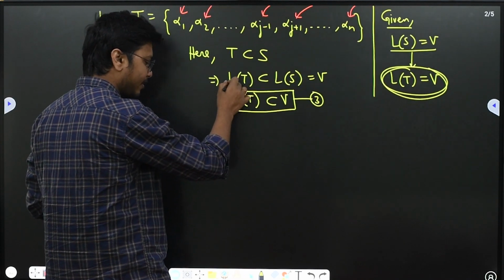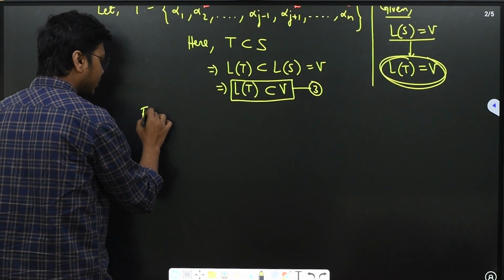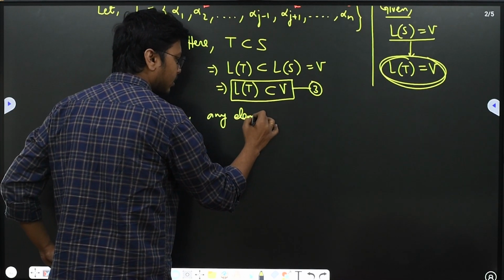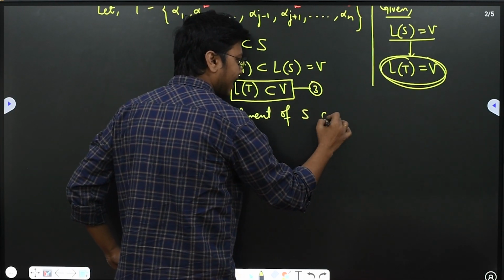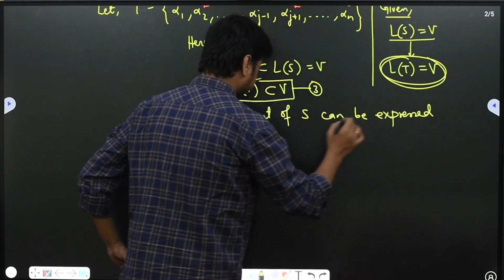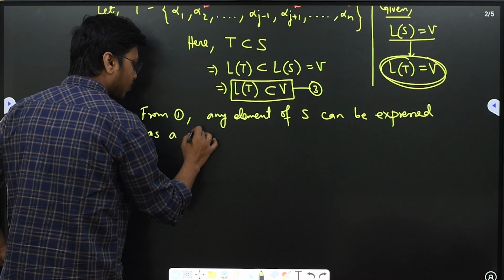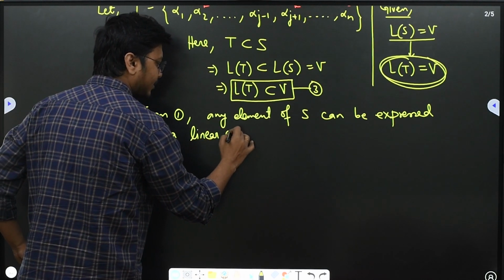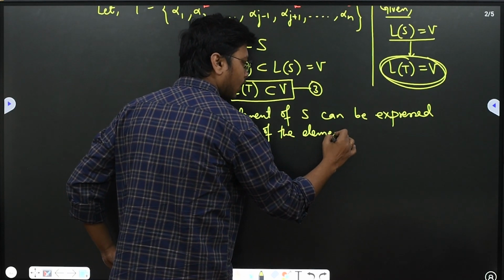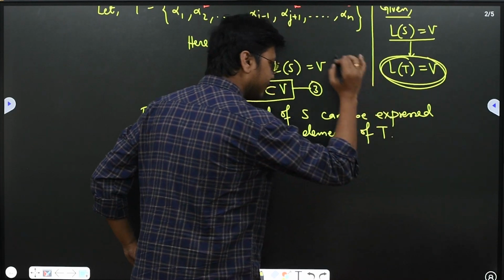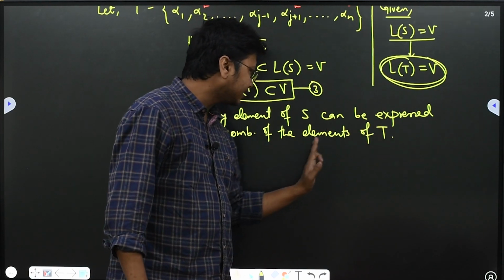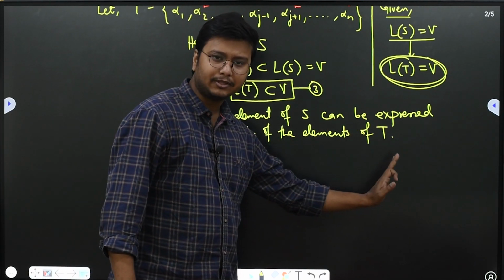So this is the statement that I want to say: from equation 1, any element of S can be expressed as a linear combination of the elements of capital T, right? So this is the statement that I was saying, any element of S can be expressed as a linear combination of the elements of T.